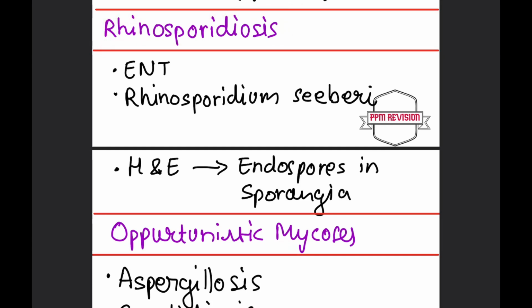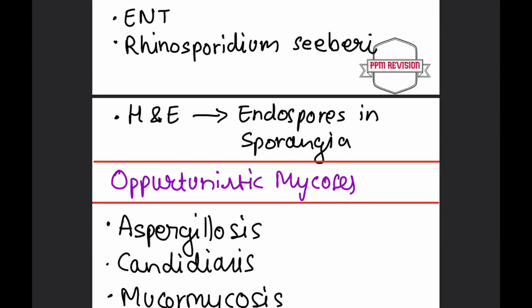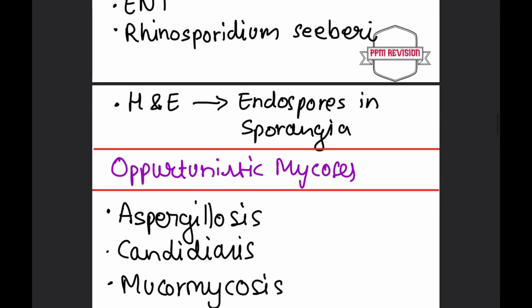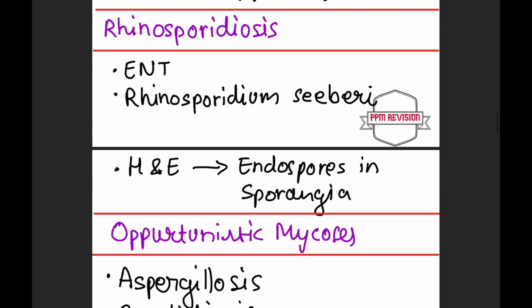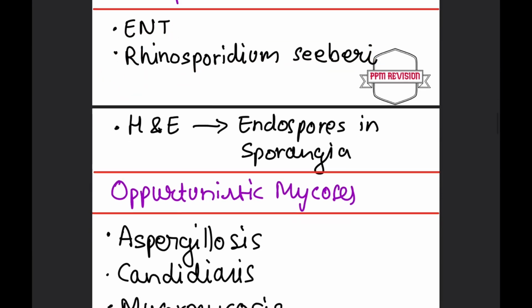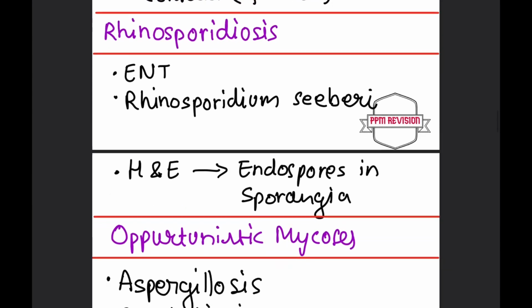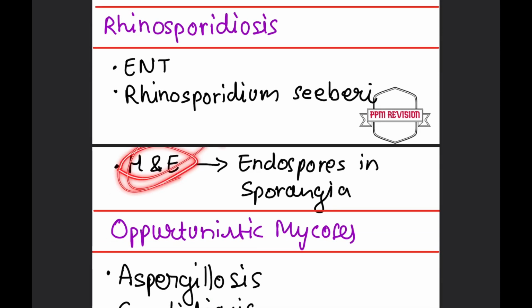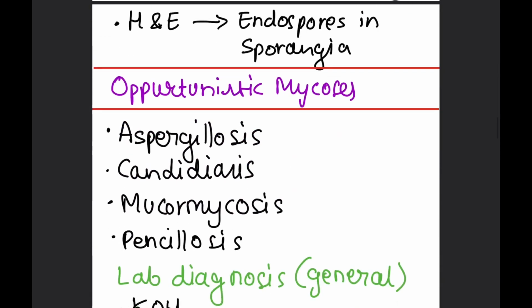And then you have rhinosporidiosis. It's a common condition seen in the ENT department, and it mainly affects the nose and mouth, and it can also involve the eyes. And Rhinosporidium seeberi is the cause of rhinosporidiosis, and it can be seen under H&E stain. H&E stain shows a large number of endospores, which are located in the sporangia.